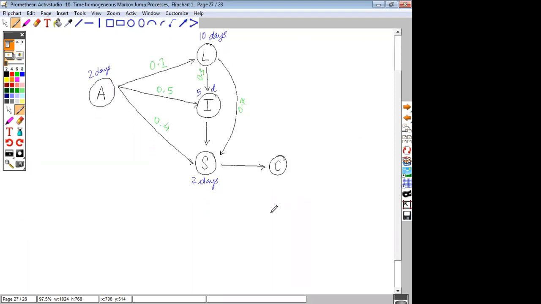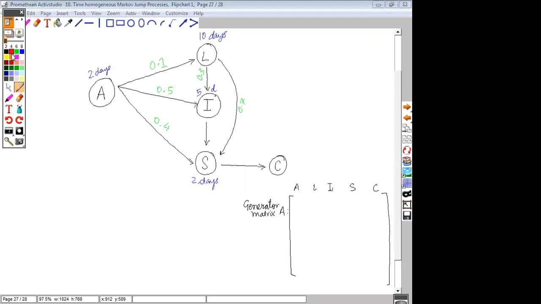Maybe we'll just write it here. So now what do you guys think will be your first step? Okay, so can you tell me what all information do we have? Can someone explain to me what these 2 days, 10 days, 5 days and 2 days represent? I know I've already explained this, but I want to hear it from you guys.